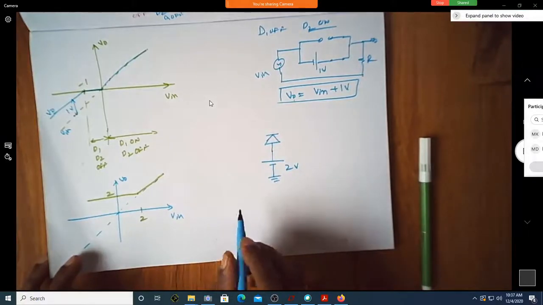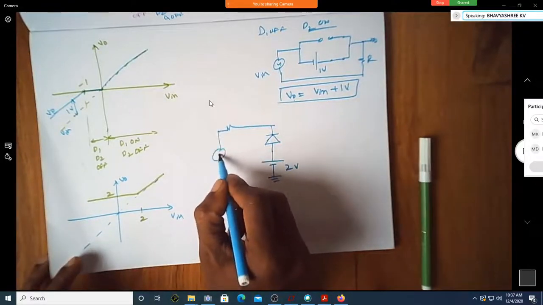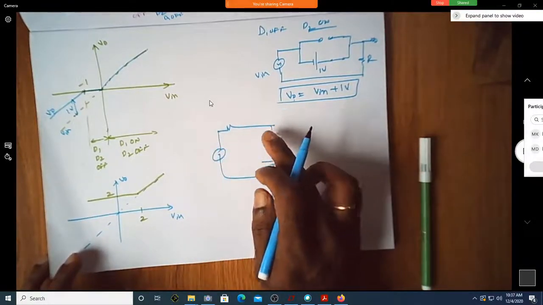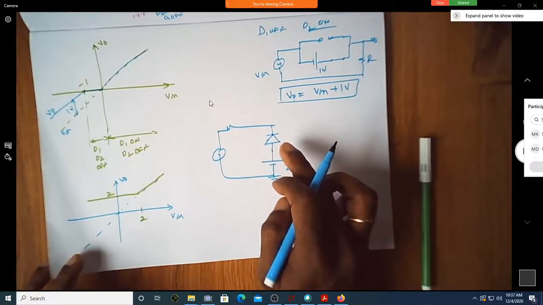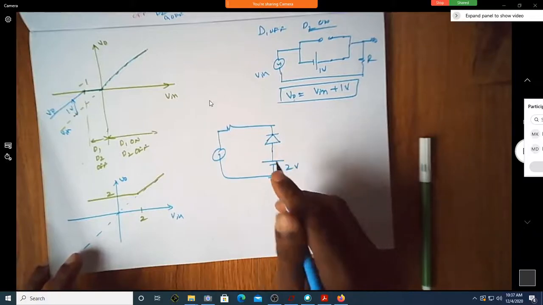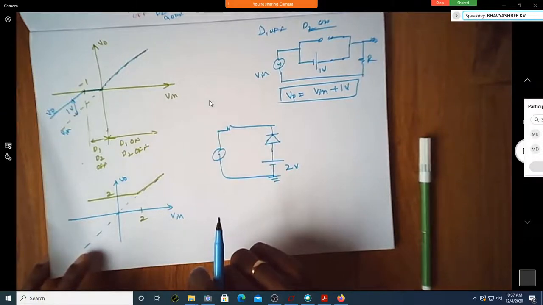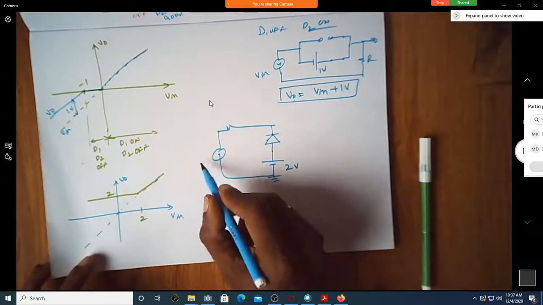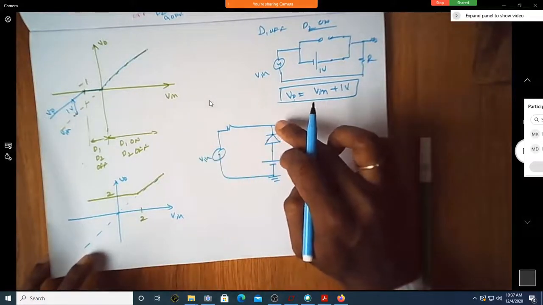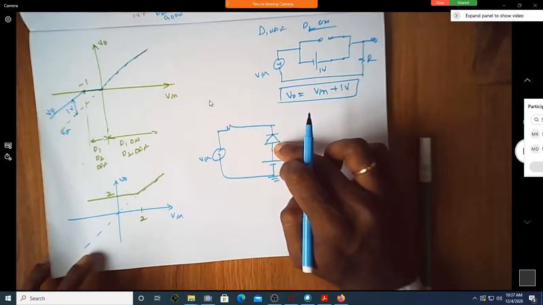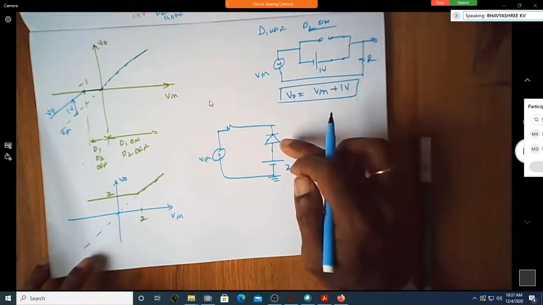During negative half cycle, suppose I consider this as my circuit, is this diode on? Yes, sir. Why is it on during negative half cycle? Because during negative half cycle, this is negative, this is positive, so that is favorable for your diode to turn on. So it is in on condition.